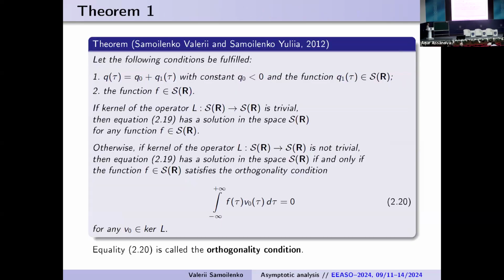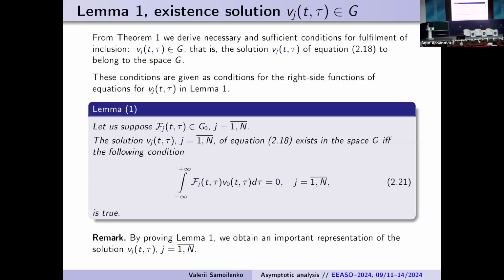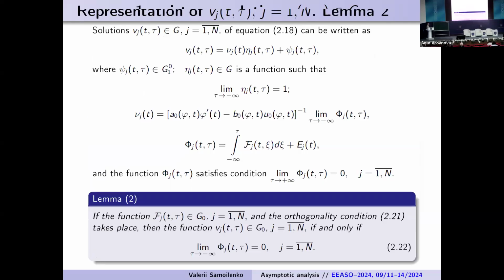the theorem and the orthogonality condition, we deduce a condition under which equation number 18 has a solution in the space G. It is suitable for us, but in this case, continuing the obtained solution from the discontinuity to its neighborhood is more complicated. So we want to obtain a condition under which equation 18 will have a solution in the space of quickly decreasing functions.